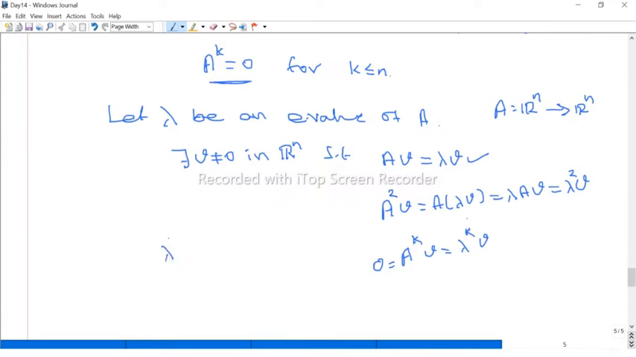But A power k is 0, so the left side is 0. Finally we get lambda power k times v is the 0 vector. But we know that v is a non-zero vector. Therefore the only possibility is lambda power k should be 0. Since lambda is a number, lambda power k equal to 0 means lambda is multiplied k times to give 0, so the only possibility is lambda should be 0. We start with the eigenvalue lambda and prove that it should be 0. Therefore, for any nilpotent matrix, 0 is the only eigenvalue. All the eigenvalues are 0, 0, 0, n times.